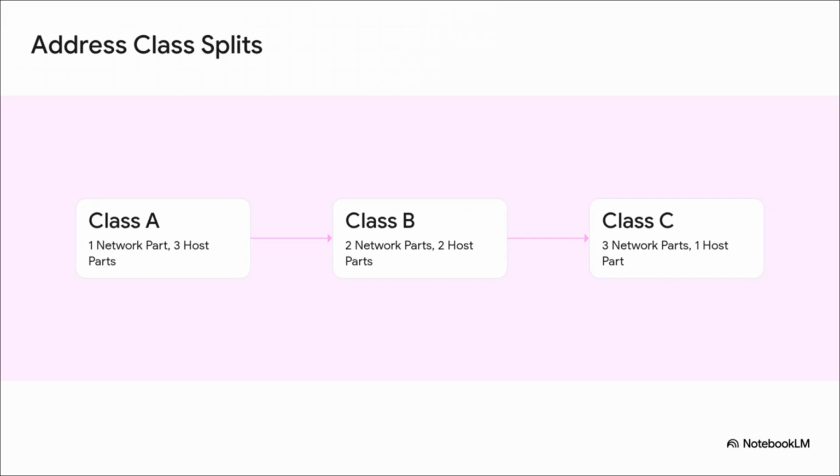For a Class A address, only that first chunk of numbers is for the network, leaving the other 3 for all the devices. Class B, that's a nice even split, 2 and 2. But then look at Class C. It uses the first 3 parts for the network, leaving just that tiny last part for the actual hosts.